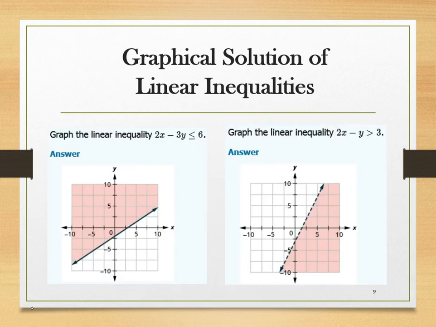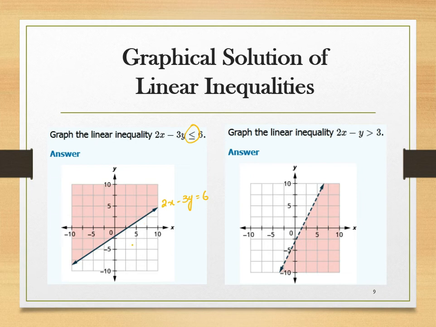Now here we have more examples. They are saying graph the linear inequality 2x minus 3y less than or equal to 6. So here when we draw this line, we have got this one. Now as we are having this line 2x minus 3y is equal to 6, and according to this inequality we are having less than or equal to. So in these cases they have represented it through an unshaded region. So less than or equal to is our white region below this line.